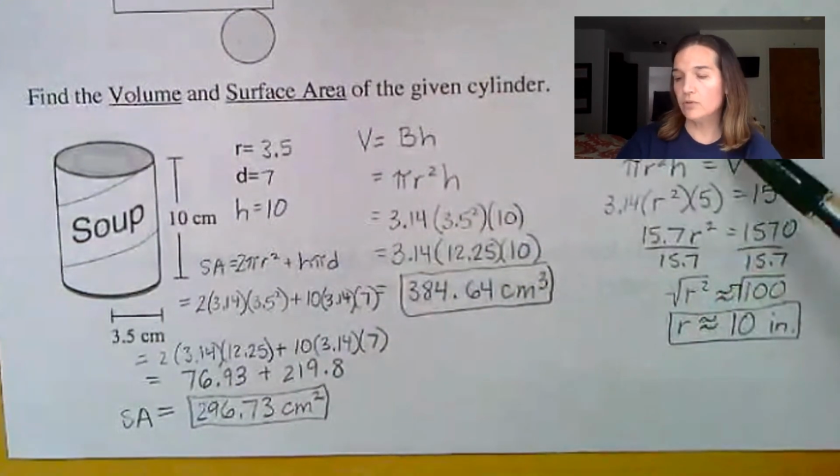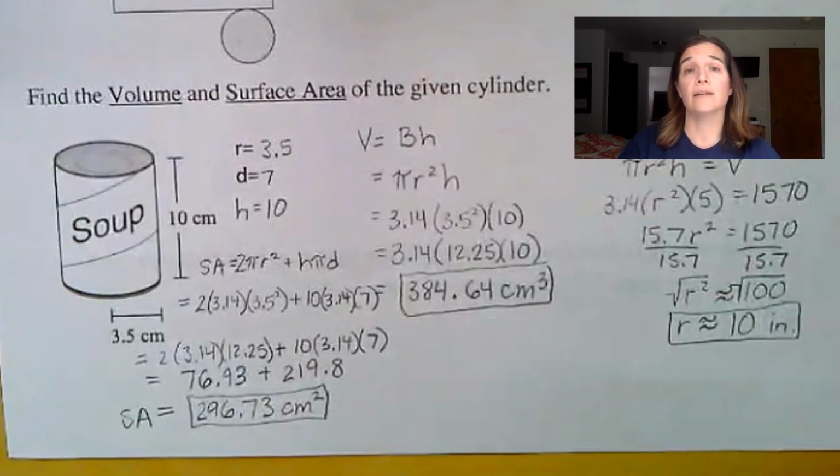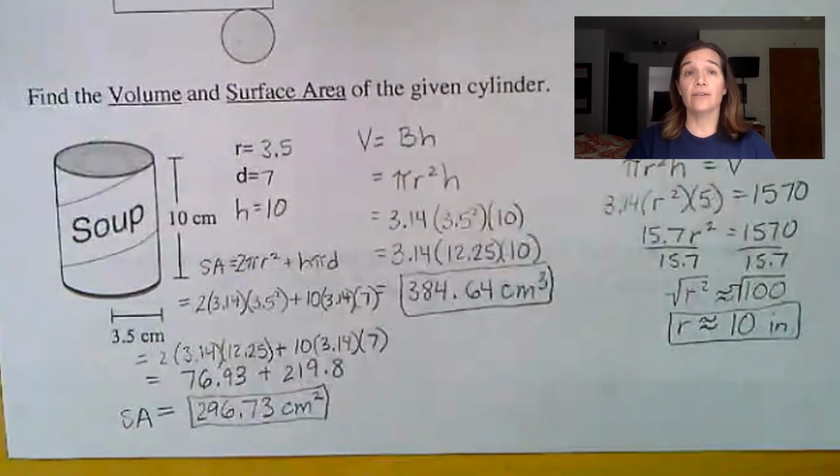So sometimes they'll give you the volume and you have to work backwards to find a missing number. So that is all area, surface area of a cylinder and volume of a cylinder.